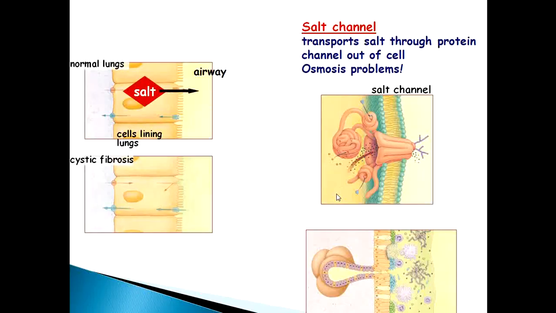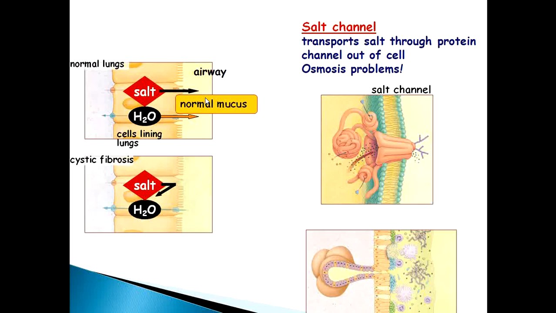Here you can see this channel causes salt transfer to the lumen. Water goes out under the effect of osmosis. Normal mucus is produced. In cystic fibrosis, salt is not exported out, osmosis doesn't occur, and this causes more bacteria to grow.